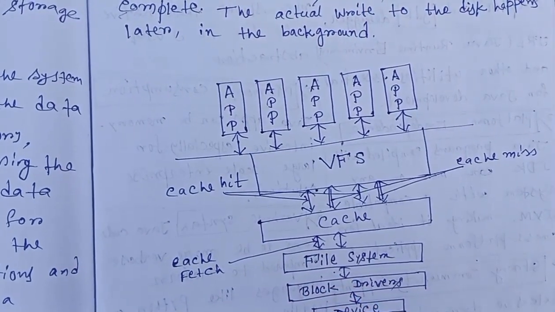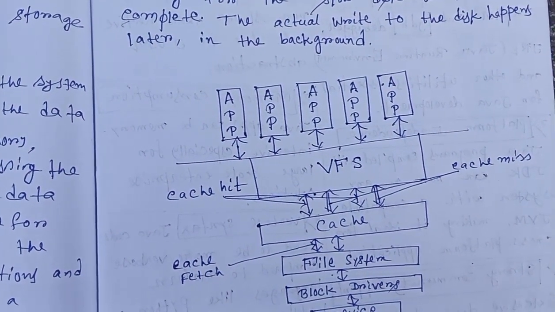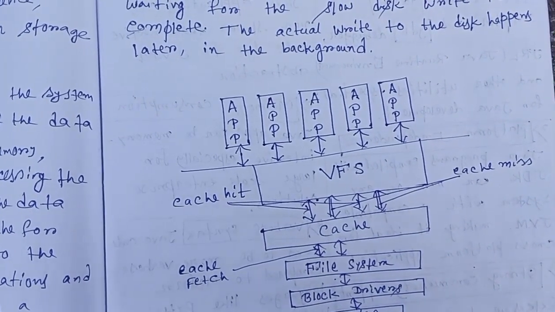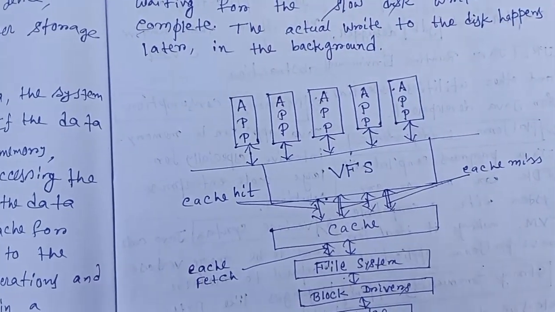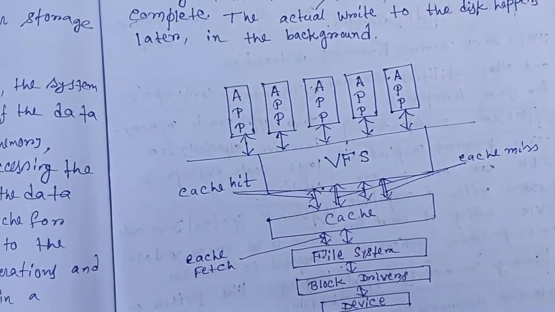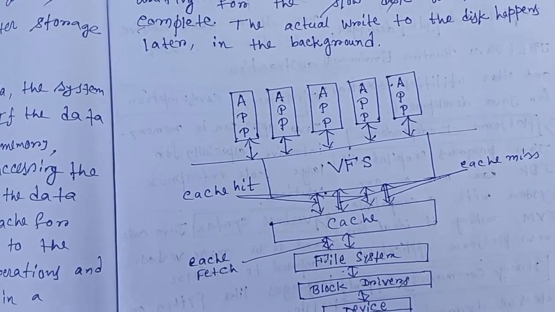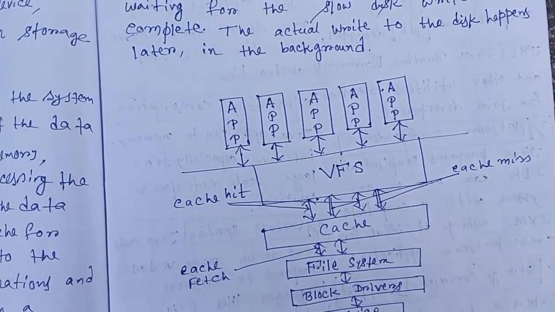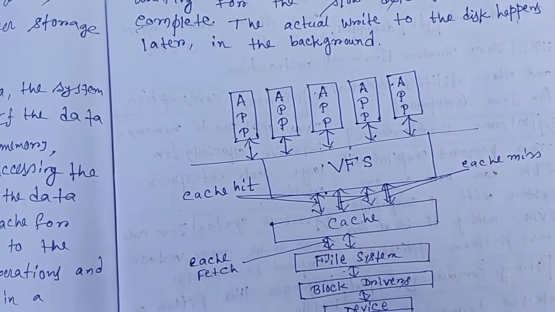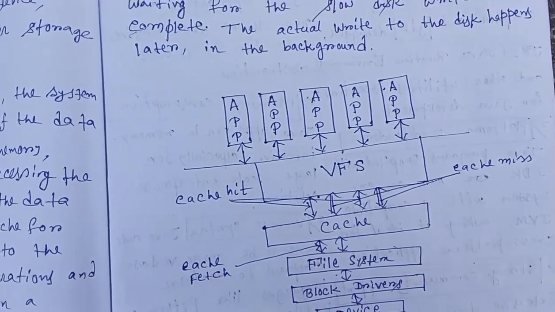When a process requests data, the kernel of the operating system first checks the buffer cache. If the data is found in the buffer cache, it's a cache hit and it's immediately returned to the process, so it's faster. And cache miss is if the data is not found in the buffer cache, then it's brought from the hard disk. First it is brought from the hard disk to the cache, then it is returned to the process. So it takes comparatively a little more time.